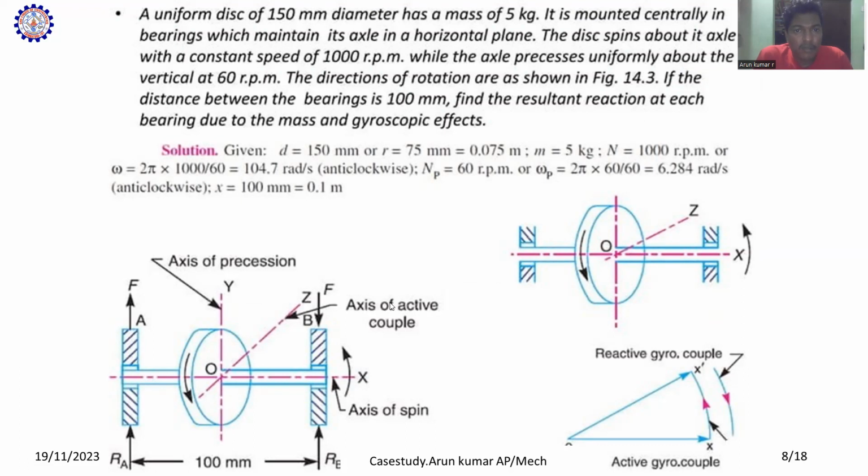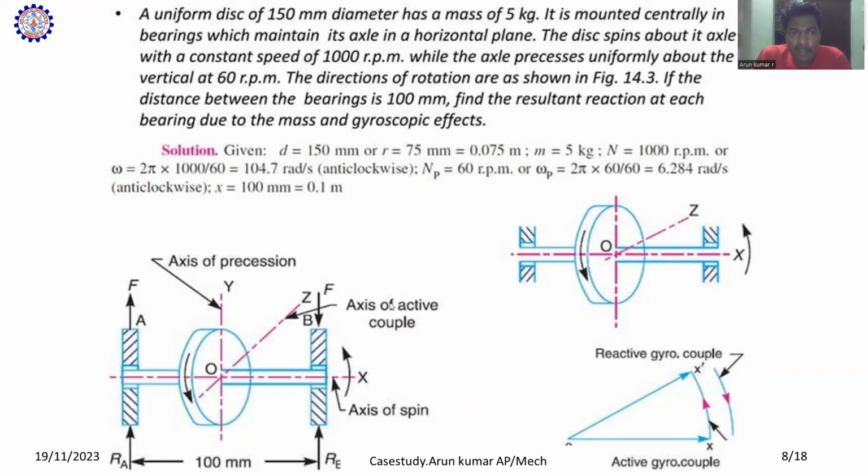A uniform disc of 150 mm diameter has a mass of 5 kg. It is mounted centrally on a bearing which maintains its axis in a horizontal plane. The disc spins about the axis with a constant speed of 1000 rpm, while the axis precesses uniformly about the vertical at 60 rpm. The direction of rotation is as shown in the figure. The distance between the bearings is 100 millimeter. Find the resultant reaction at each bearing due to the mass and gyroscopic effect. So from this question, we have to take the given data.